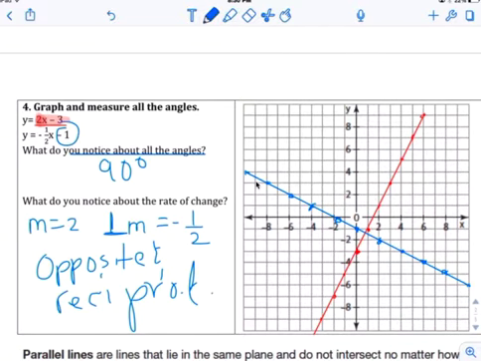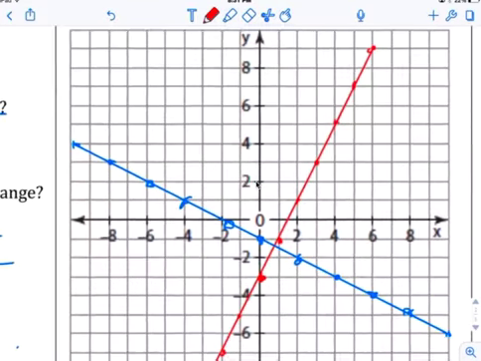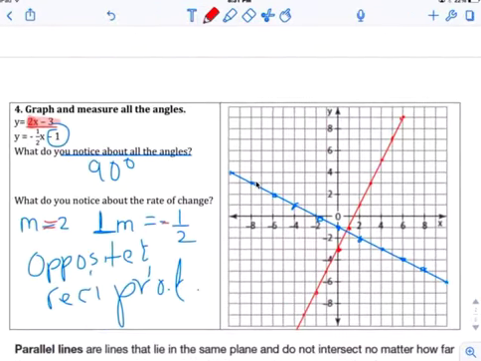The slope is opposite, and this is a positive, so that's a negative. Reciprocal, we flip it. Okay, notice that it's been flipped. Opposite and reciprocal. When you do have that type of slope, you'll create perpendicular lines where the graph makes 90 degrees on all corners. Okay, so if you measure it, that's what happens.